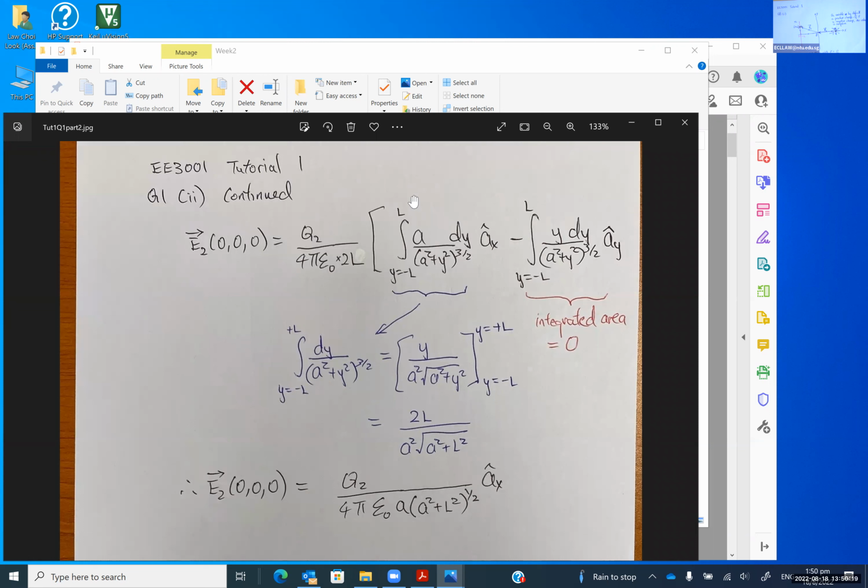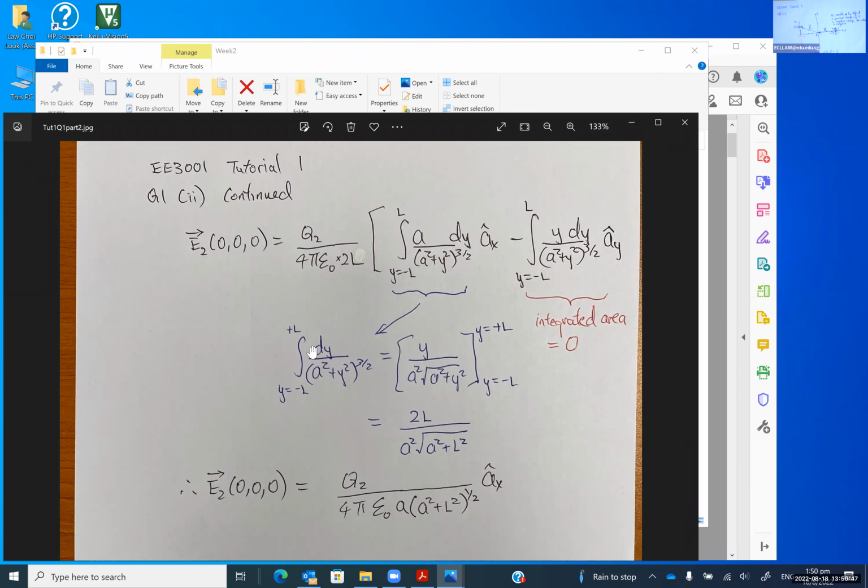Okay, so the AX component, you know how to integrate this? a is a constant with respect to y. So therefore this is the same as integrating 1 over (a squared plus y squared) to the power of 3 over 2 dy. You know how to integrate this? For A-level maths, you should know how to integrate this. This is a typical A-maths question.